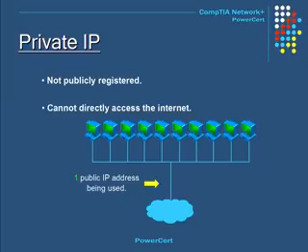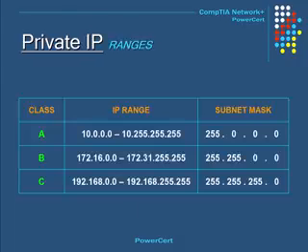The RFC-1918 standard created private IP addressing to prevent a shortage of public IP addresses available to ISPs and subscribers. Private IP addresses are typically used on local networks such as homes, schools, and businesses. And these private IP ranges have 3 classes. Class A starts with the number 10, Class B starts with the number 172, and Class C starts with the number 192.